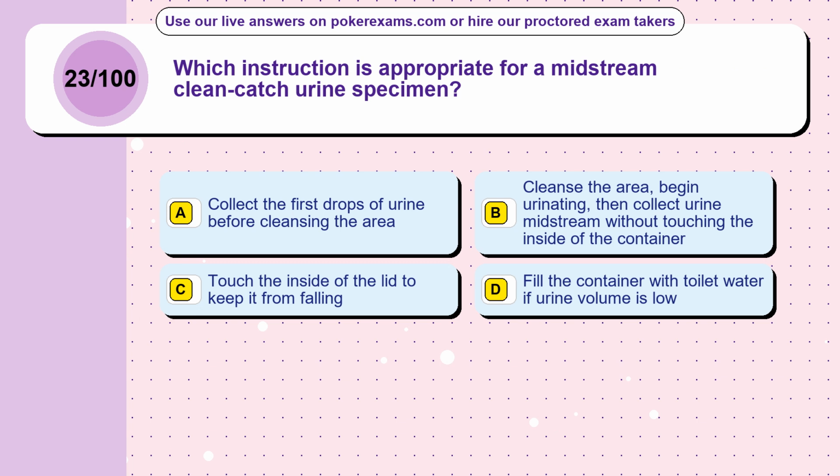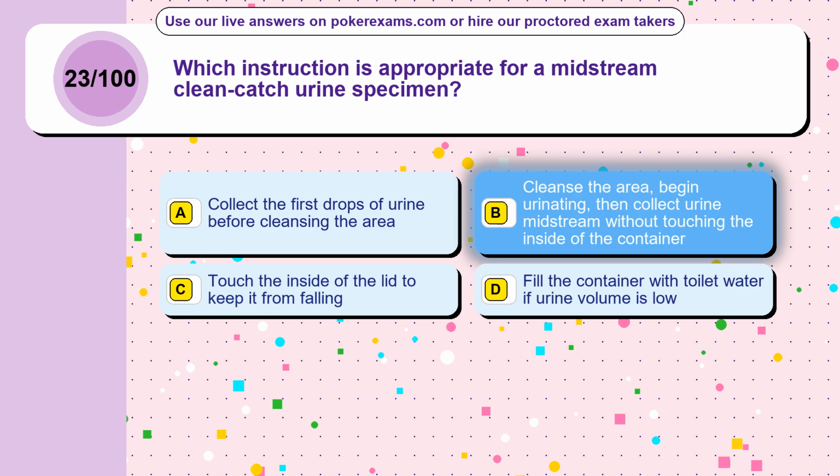Question 23. Which instruction is appropriate for a midstream clean catch urine specimen? Option A, collect the first drops of urine before cleansing the area. Option B, cleanse the area, begin urinating, then collect urine midstream without touching the inside of the container. Option C, touch the inside of the lid to keep it from falling. Option D, fill the container with toilet water if urine volume is low.